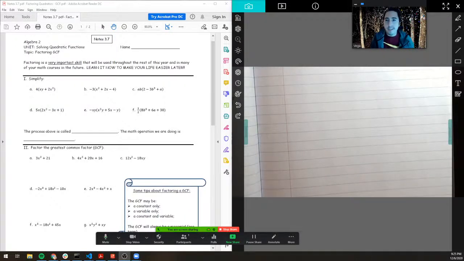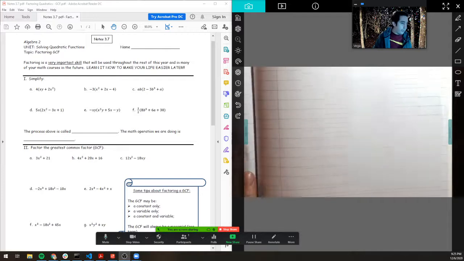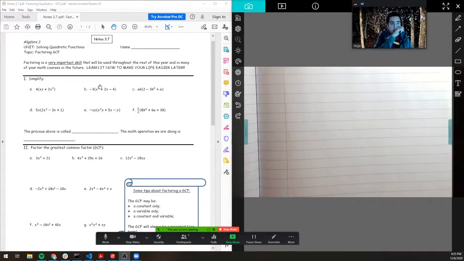I'm looking at some notes today, 3-7. It's Sunday night actually, but I'm making these notes now for the week. So let's look at it. We're getting to factoring quadratics, which should be familiar from Algebra 1. I keep saying that because we're just reviewing Algebra 1 basically.